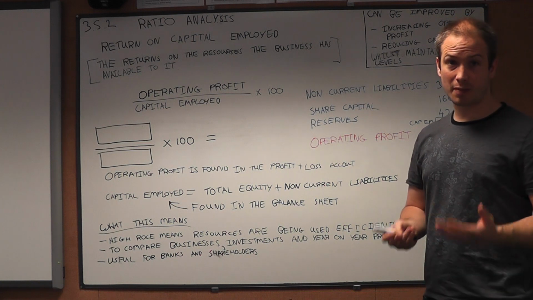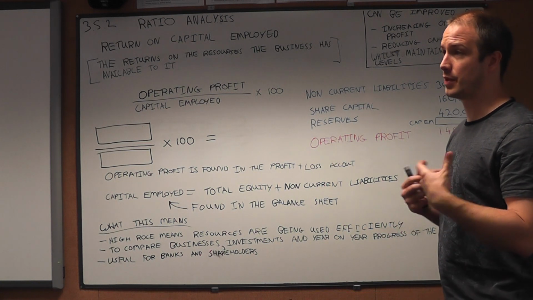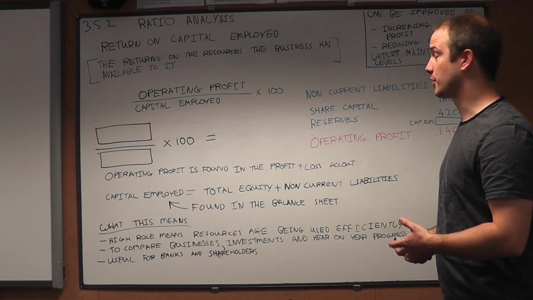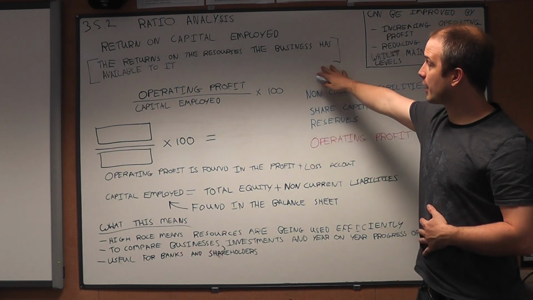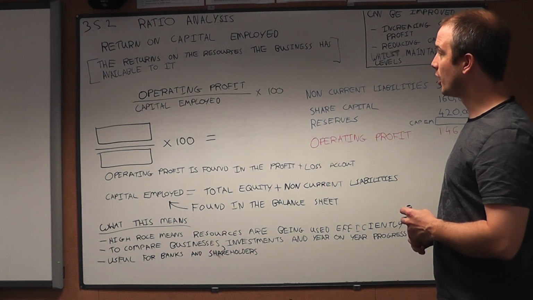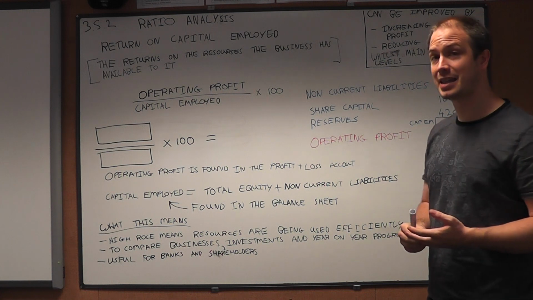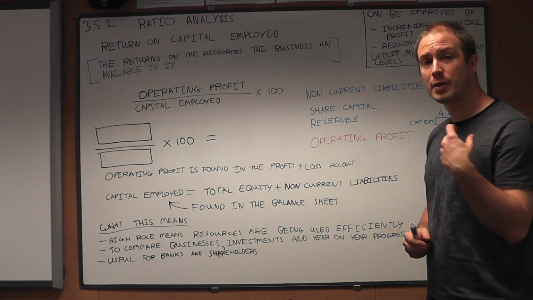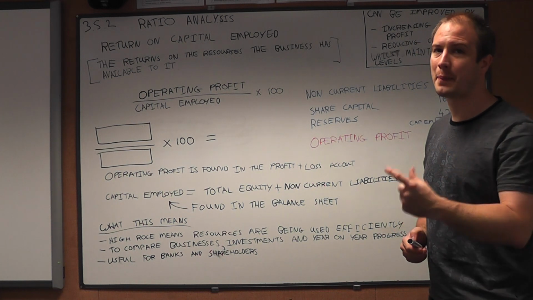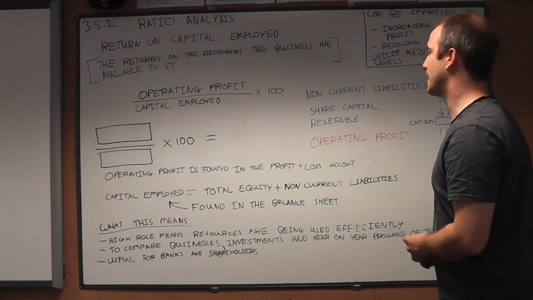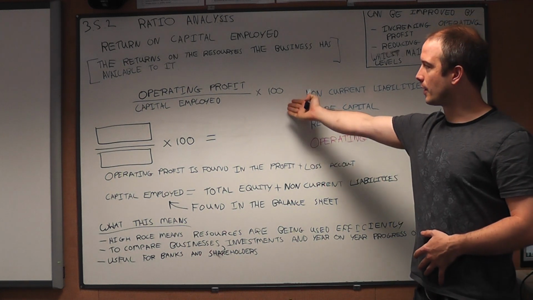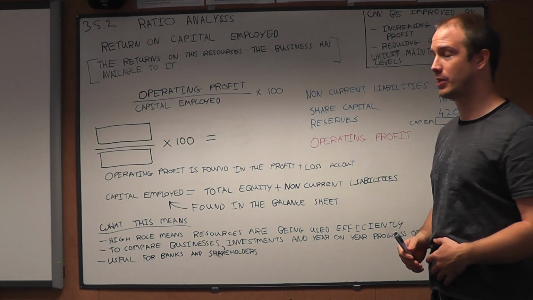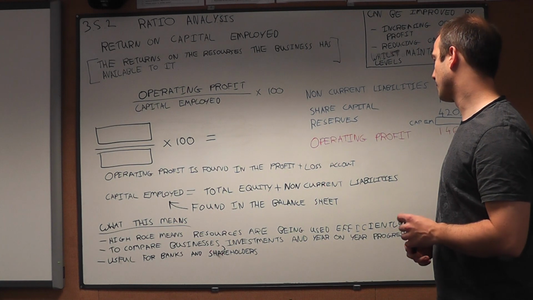This is sometimes called the primary ratio, mainly because businesses are most concerned with profit, or most businesses are. Obviously there are some exceptions to that. Return on capital employed is often referred to as the returns on the resources a business has available to it, or how I like to explain it to my students, for every pound that's invested in the business, how many pence do they make in return? And it can be defined by this equation: operating profit divided by your capital employed times 100.